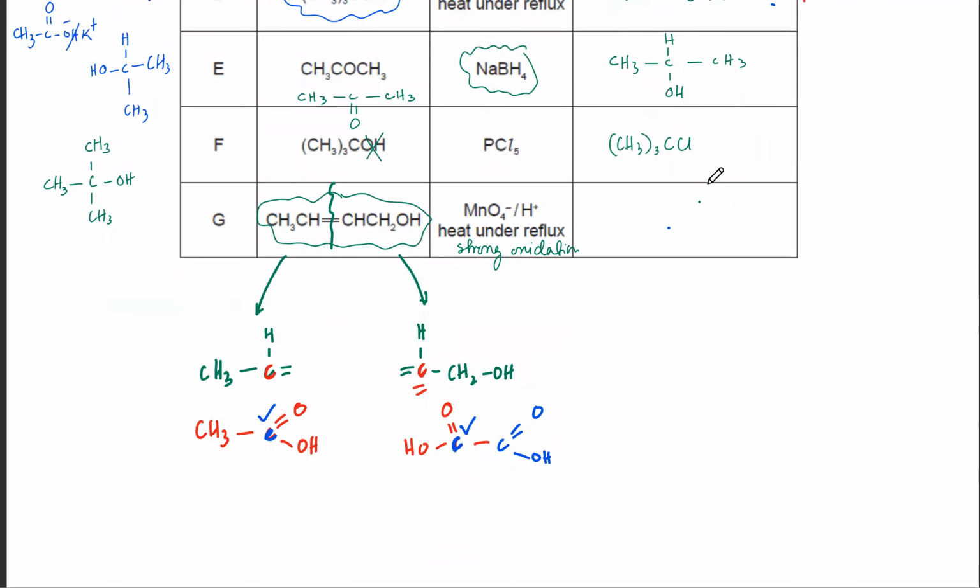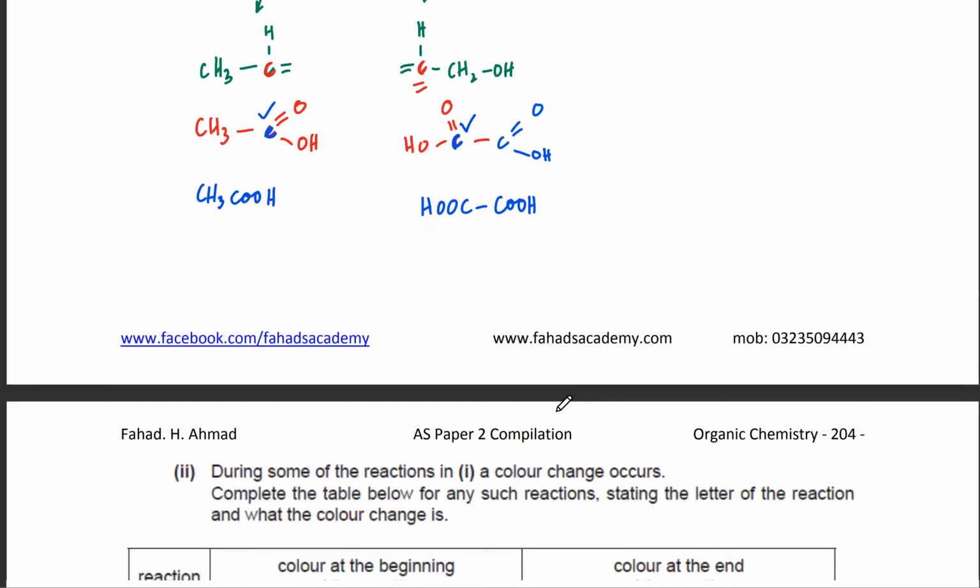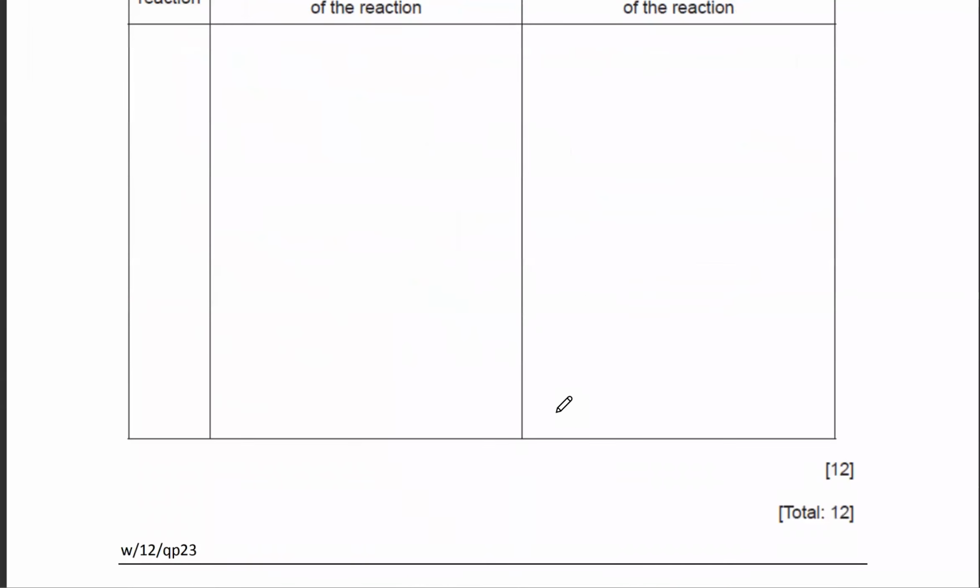And the space is limited, so you're going to write the condensed formula. The condensed formula for this one would be CH3COOH. The condensed formula for this molecule over here would be COOH, and over here it's also COOH. They're 2 carboxylic acid groups. So it's a dicarboxylic acid. So that's the result of this one. So let's move to the next table now.